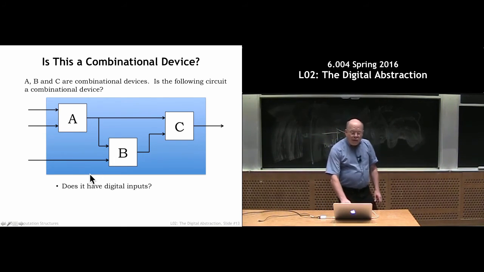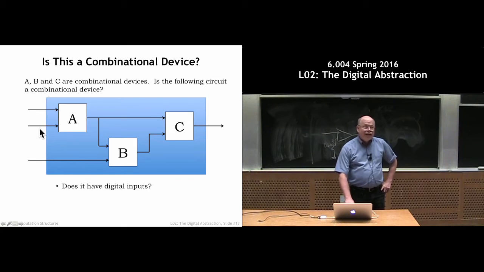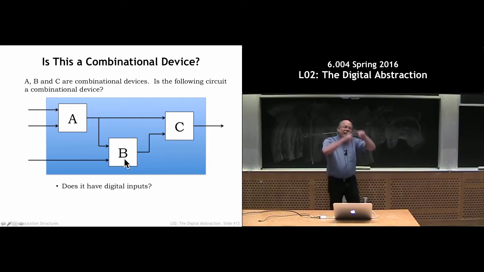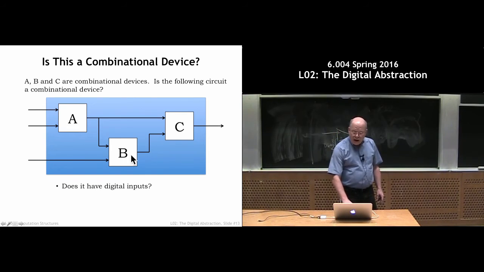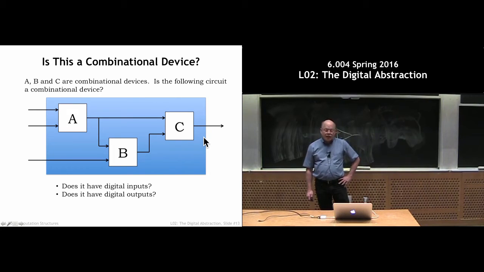Right, the property of these inputs is sort of inherited from the places they connect. So since A had digital inputs, these 2 inputs to the system obviously are digital, and the same thing for B. So the whole system is inheriting some properties from its components. What about, does it have digital outputs? Yes, for the same reason.